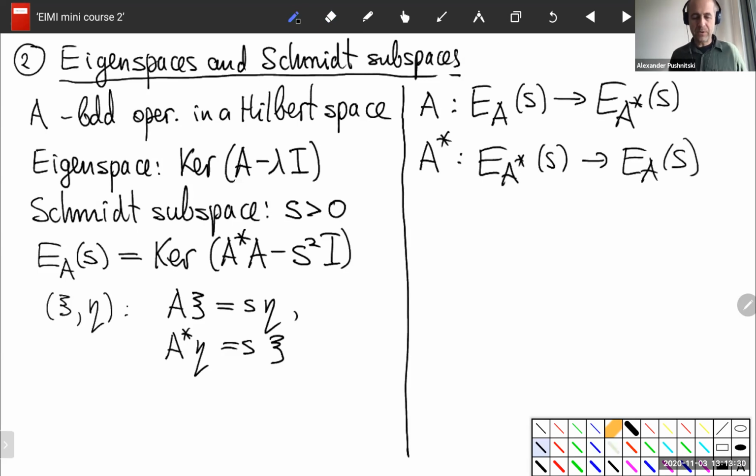Okay, so that's all I need to say about eigenspaces and Schmidt subspaces. I do not assume these things to be finite dimensional or my operators to be compact. This can be anything. Okay, so now let's move on to discuss Hardy space.